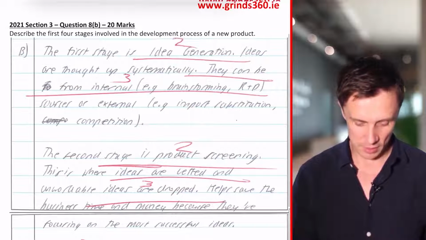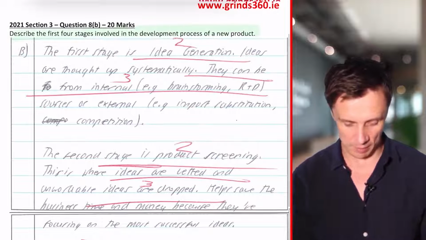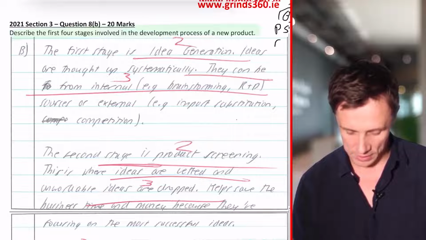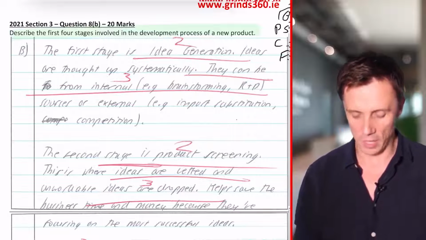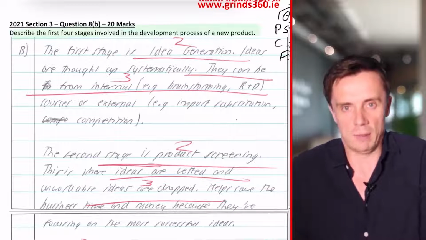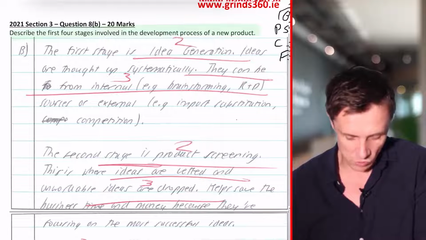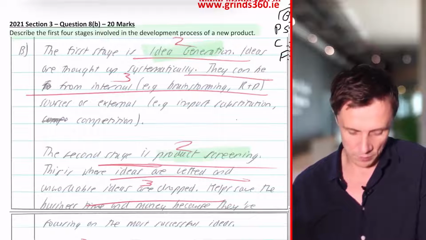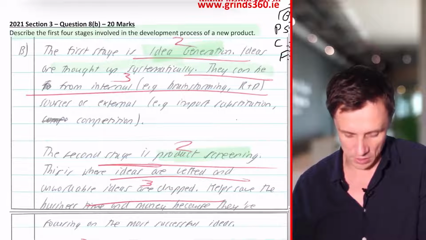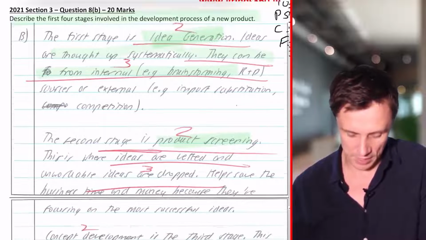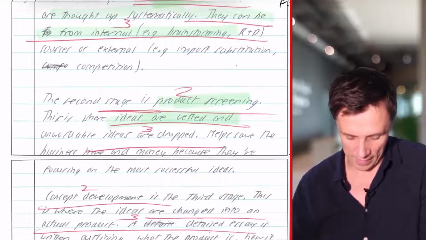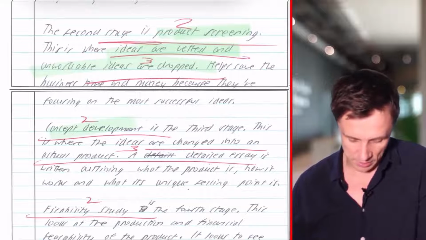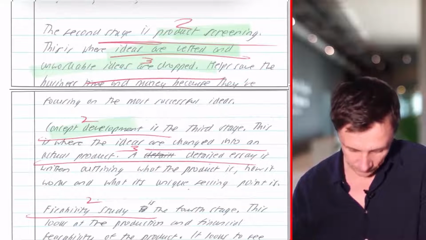See the way they grade this. It described the first 4 stages of the product development process: idea generation, product screening, concept development, feasibility study. So straight away, idea generation, product screening, see the way they're all in order. So ideas are thought of systematically, internal, like a brainstorming session, 5 marks there. Product screening, all ideas are vetted, unworkable ideas are dropped. Another 5 marks.